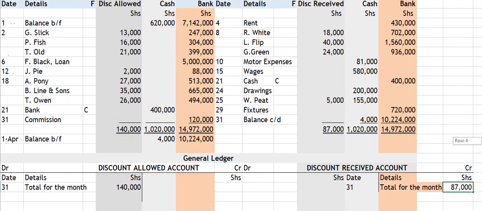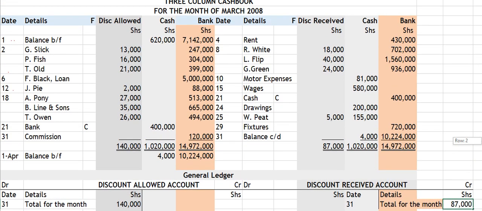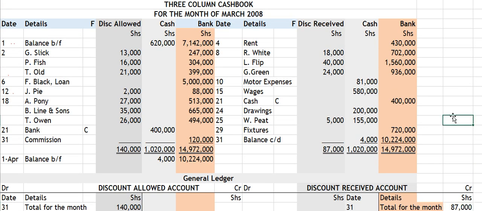So that is your 3-column cash book. That is your 3-column cash book with the discount accounts in the general ledger.